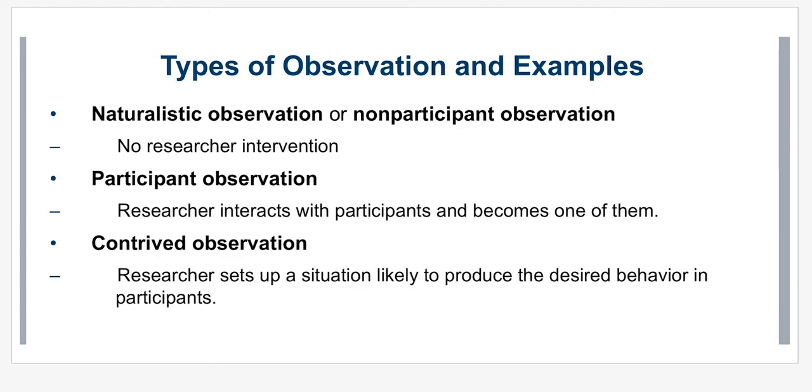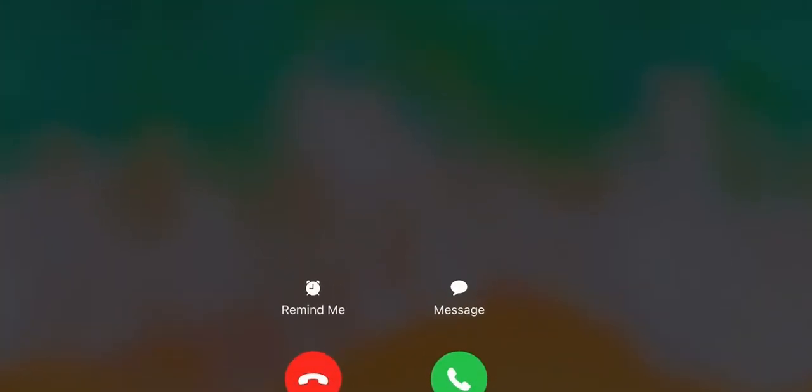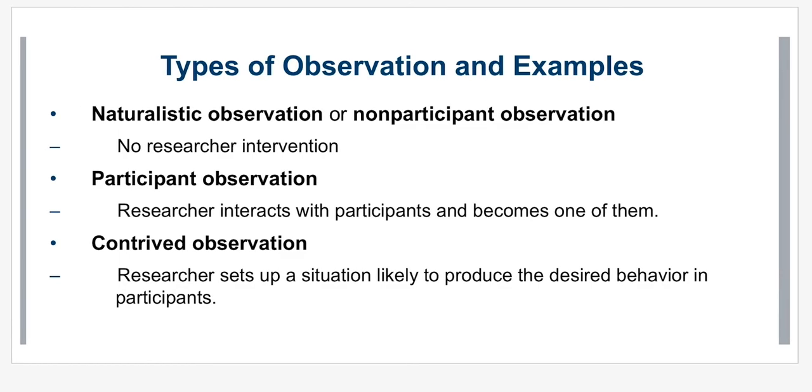An example from your book is where they enrolled researchers as pseudo patients. They pretended to be patients in a mental hospital to observe the behavior of the staff and the patients inside the mental hospital. And then contrived observation, or structured observation, is where you set up a situation so that you can see a desired behavior of participants. So you are setting up the observation. And so it is not quite as natural as the other two.